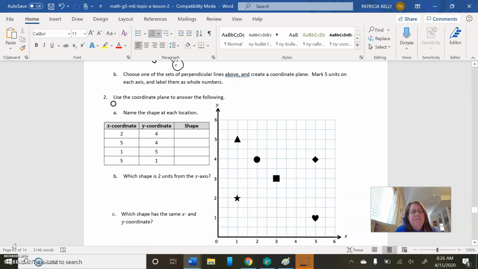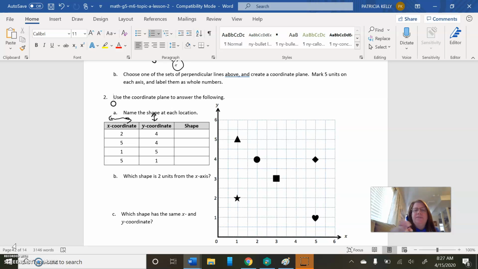Then, if you look at number 2, it says coordinate plane. You're using a coordinate and a shape. So what it's asking is what shape is at that point, at those coordinates. So remember, here's what you do. X is always across. Y is up and down. Okay? So horizontal and vertical.